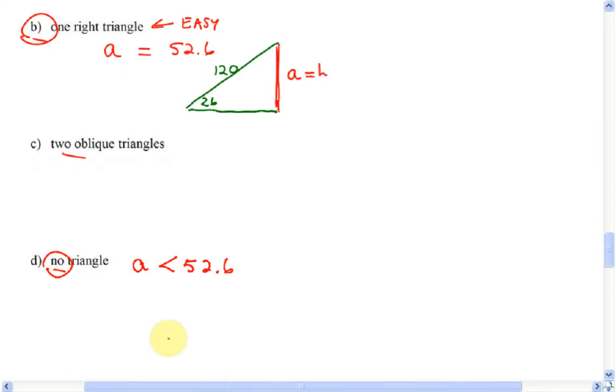Okay? So, here's angle A, 26. Here's 120. And when A is less than 52.6, that's like this. Good luck trying to find a triangle, right? Not there. If A is 1, no way. If A is 2, no way. 3, 4, 5, no way. You have to be at least 52.6 to get that.